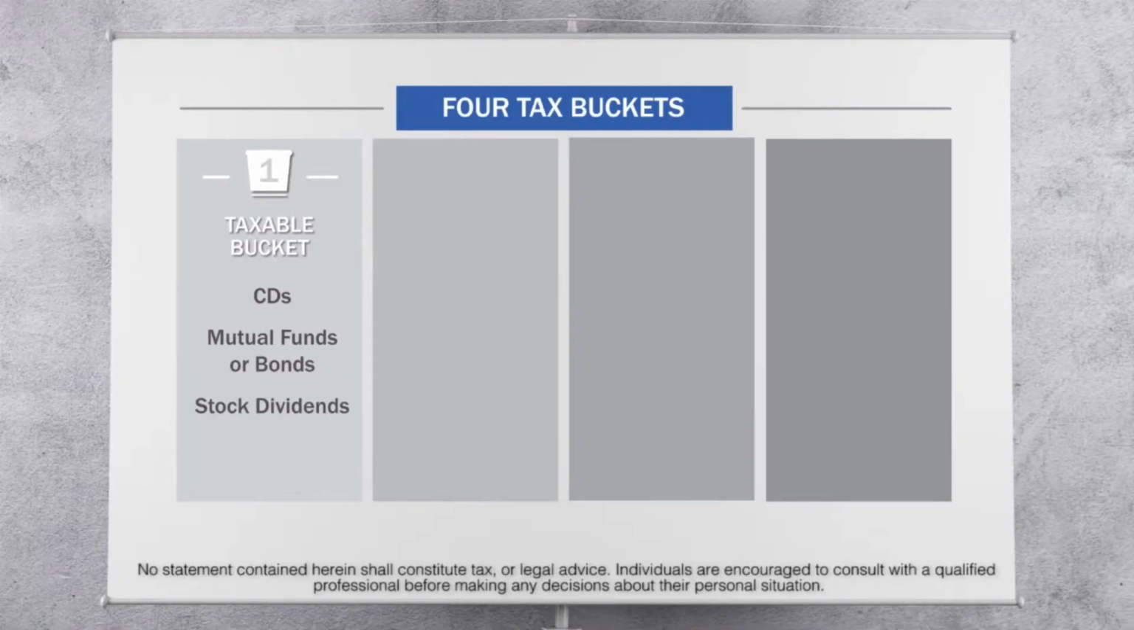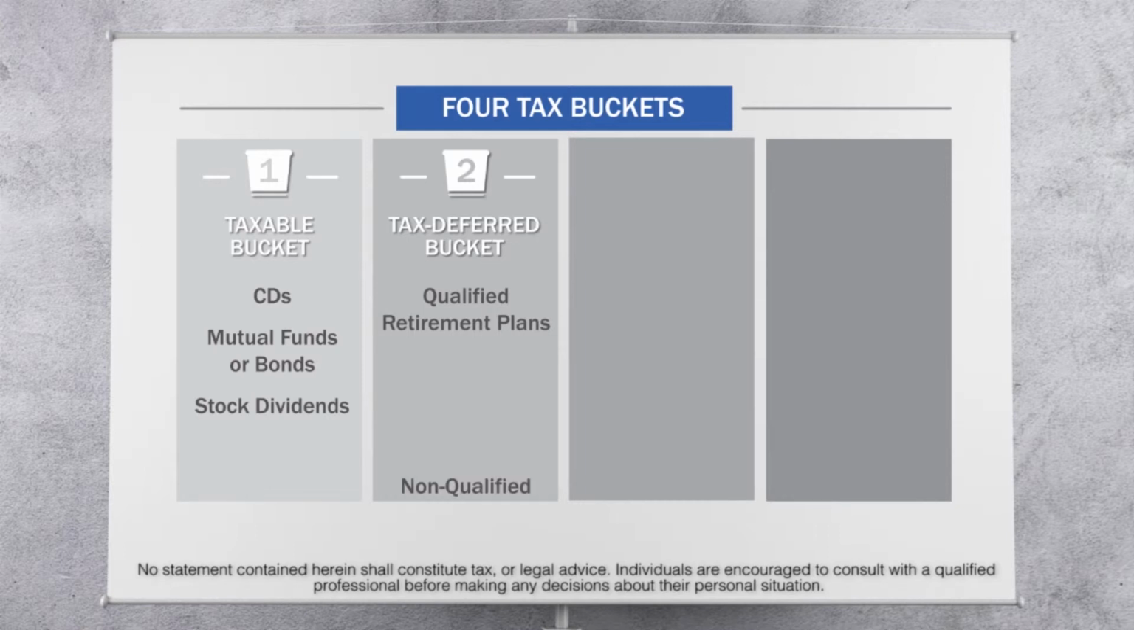The second bucket is your tax-deferred bucket. Generally speaking, there are 3 primary vehicles that fall in the tax-deferred bucket. Qualified retirement plans, that's your 401ks, 403bs, 457s, IRAs. Non-qualified annuities also fall in this bucket, as well as savings bonds. Those are all tax-deferred, so those are in that bucket.